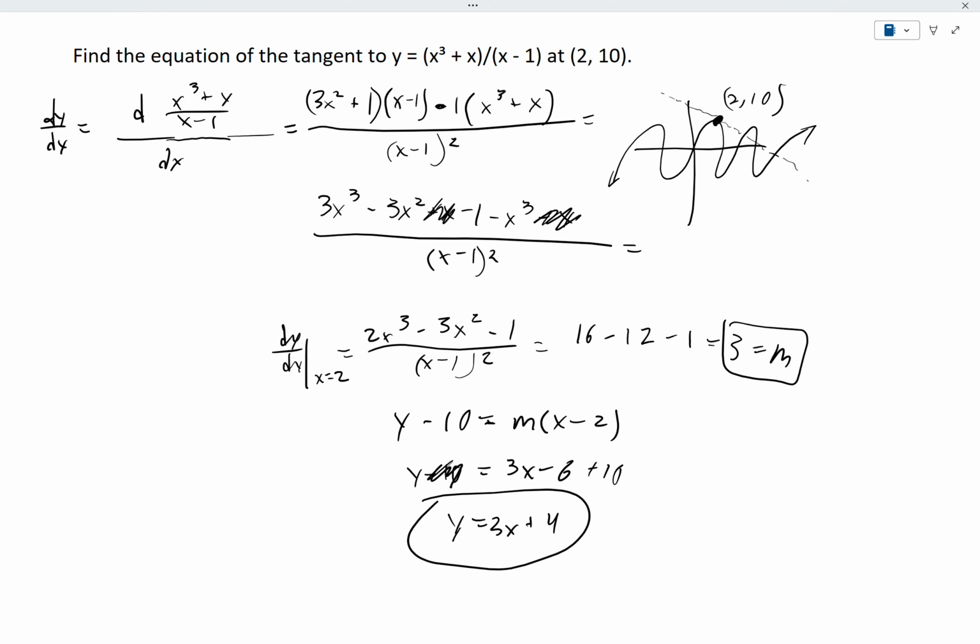And as you can see, all I did was use the quotient rule to take the derivative here, plug in a couple of numbers. That's it.